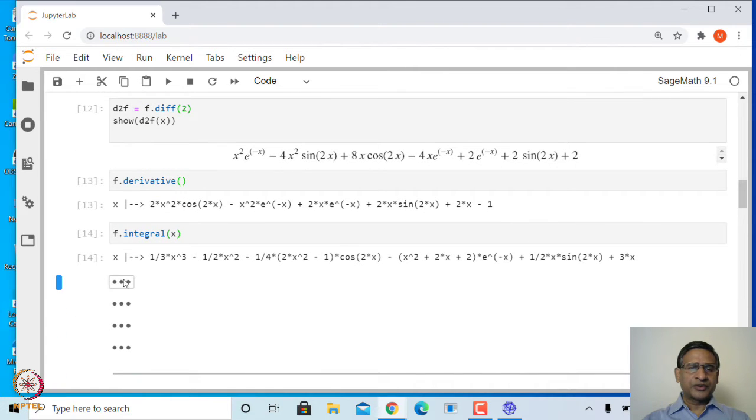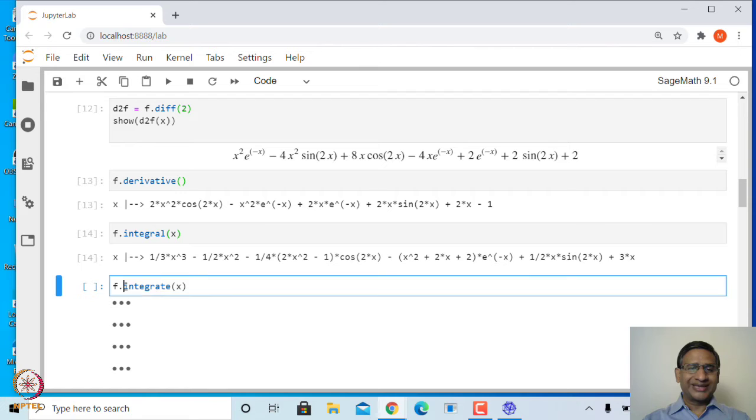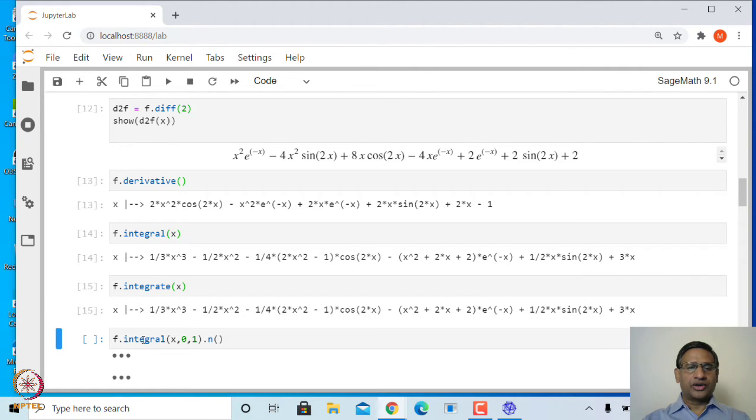Similarly, you can find this integral also using integrate function. So, that will also give you the same answer. If you want to find definite integral, let us say integral between 0 to 1, then you can say f dot integral with respect to x and comma 0 comma 1, that is the limit, right. So, this will give you definite integral.